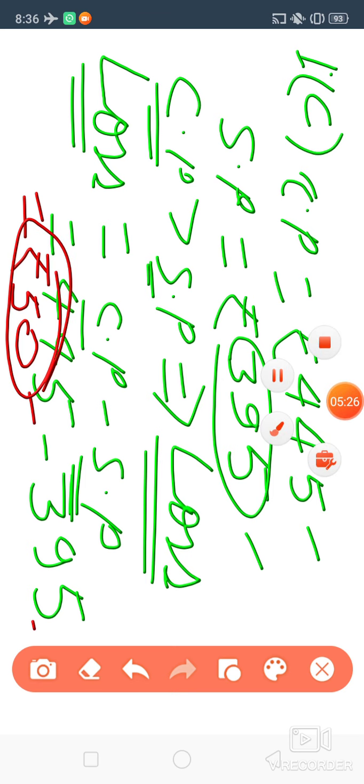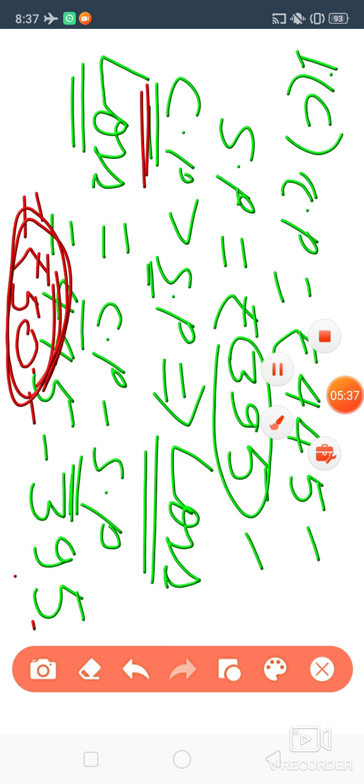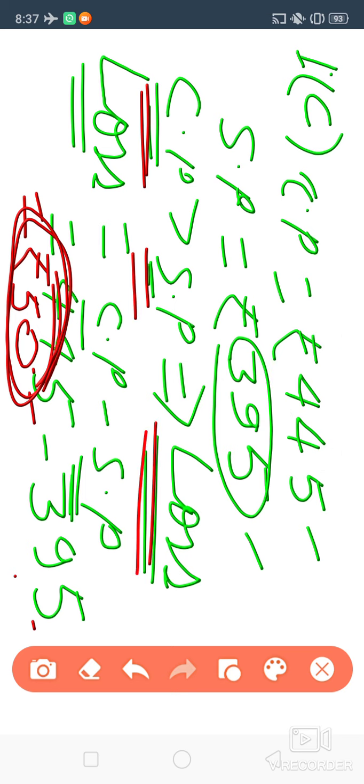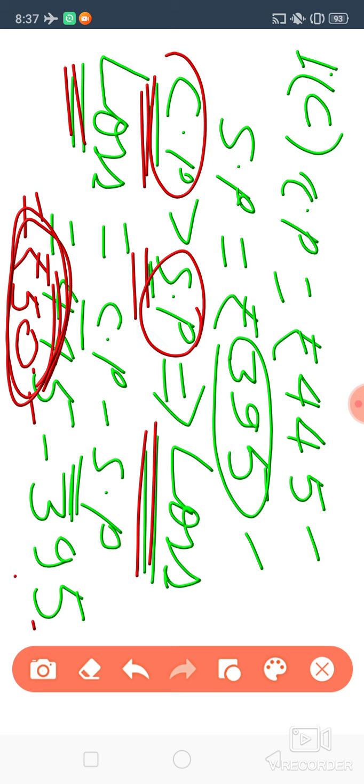Okay, so your loss is 50 rupees. When you subtract CP minus SP, you will get 50 rupees loss. Okay, whenever CP is greater than SP, then there will be loss. How will you find loss? Greater is CP and smaller is SP. So greater minus smaller. So CP minus SP.